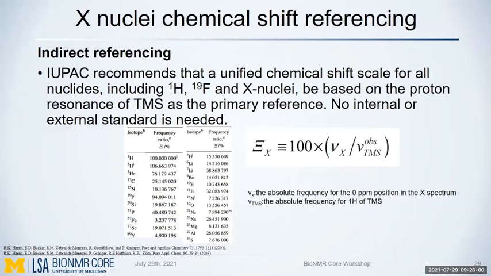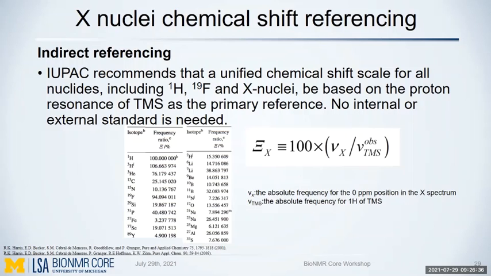And when running those X nuclei experiments, many users ask me how to reference those X nuclei. The traditional way is to do internal or external standard referencing. So you add some standard to your sample, and then you reference that standard to a specific chemical shift. And then you say, okay, my spectrum is internally or externally referenced. And actually now you can use another method called indirect referencing to reference your X nuclei. This method is actually recommended by IUPAC.